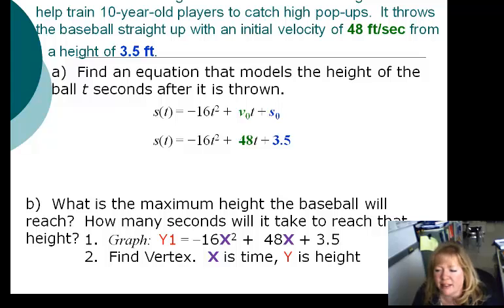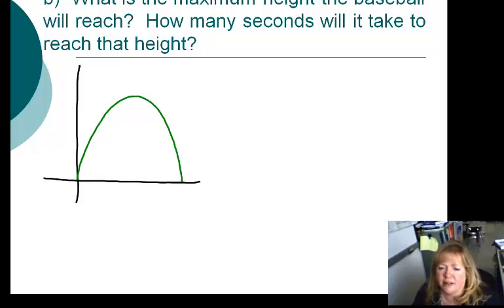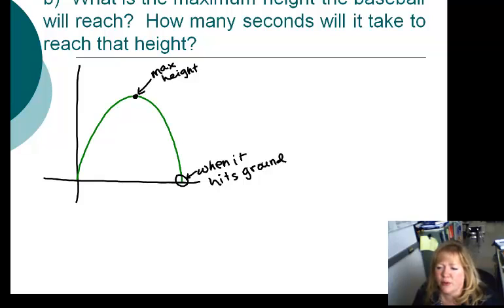The maximum height of the baseball, you're going to go ahead and graph it and find the vertex. The y-coordinate of the vertex always gives you the height, and it gives you the max or the min for a parabola. So when we graph it, 48 went in for v sub 0, 3.5 went in for s sub 0. When we go to find the maximum height and how many seconds it will take to reach that height, there's our parabola, there's your maximum height, and there's when it's going to hit the ground. I like parabolas for that because you know when it's going to hit the ground. We're going to need that for the next part of the problem.